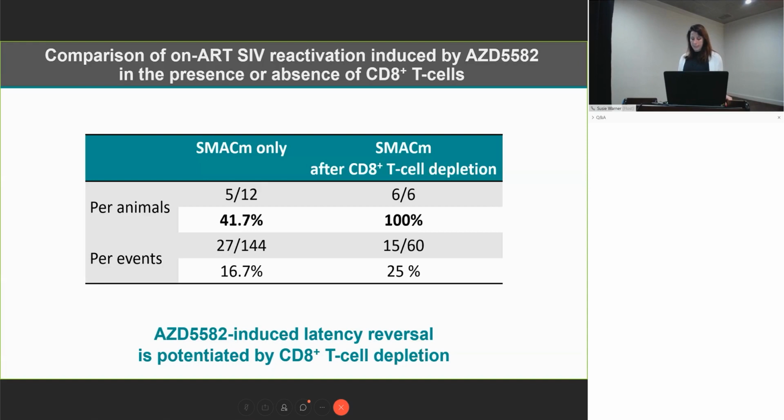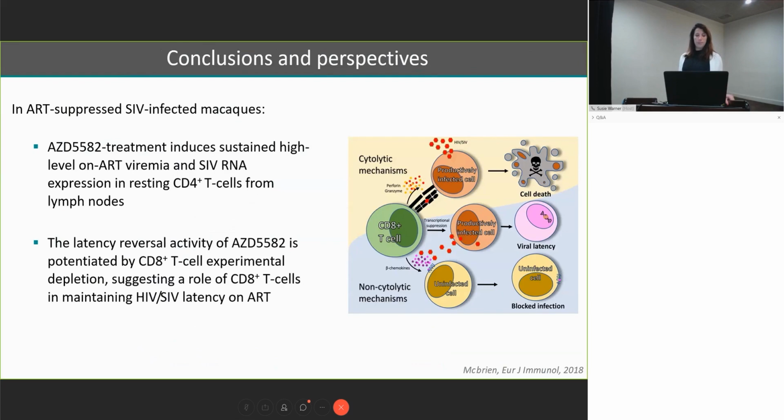So in conclusion, in ART-suppressed SIV-infected macaques, AZD5582 treatment induced sustained high-level on-ART viremia and SIV RNA expression in resting CD4 T cells from lymph node. And the latency reversal activity of AZD5582 is potentiated by CD8 T cell experimental depletion, thus suggesting a role of the CD8 T cell in maintaining HIV-SIV latency on ART.